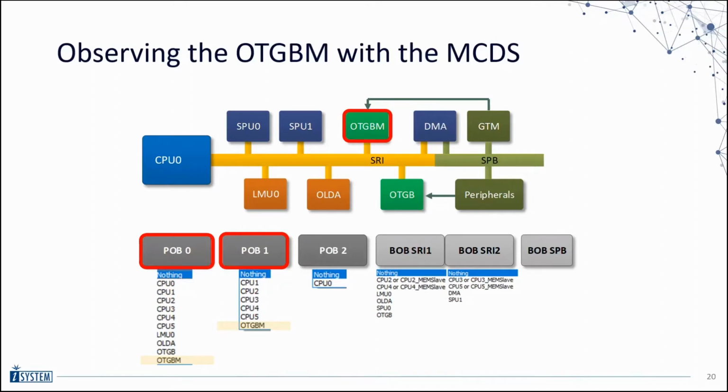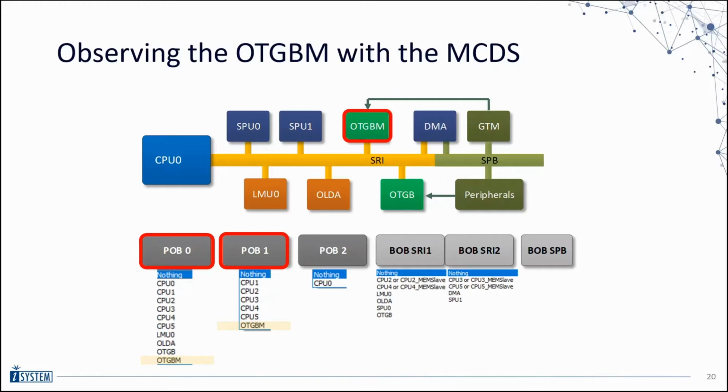Lastly, we should note that the MCDS qualifies the number of relevant bits in an OTGB message via the message's address field. The MCDS uses the address 0 for messages that contain 32 bits of data and the address 8 for 64 bits of data.